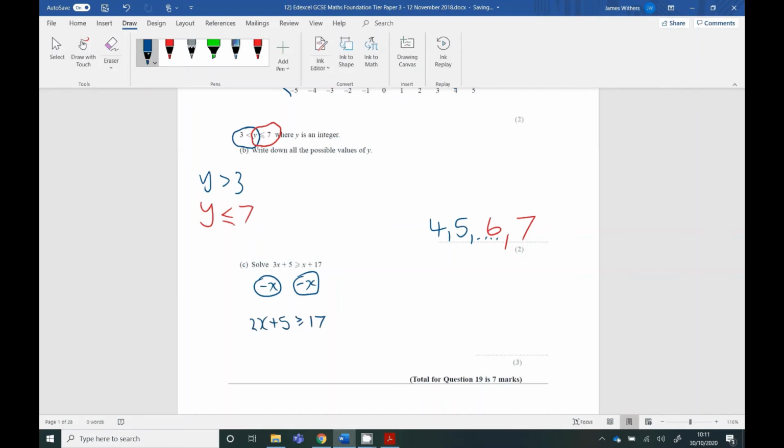So we've got all our x's on the left. I want to get all my normal numbers to the right, so I want to undo this plus 5. To do that, I'm going to take away 5 from both sides. So 2x is greater than or equal to 12. Then I'm going to divide by 2, leaving me with x being greater than or equal to 6. So x is greater than or equal to 6.